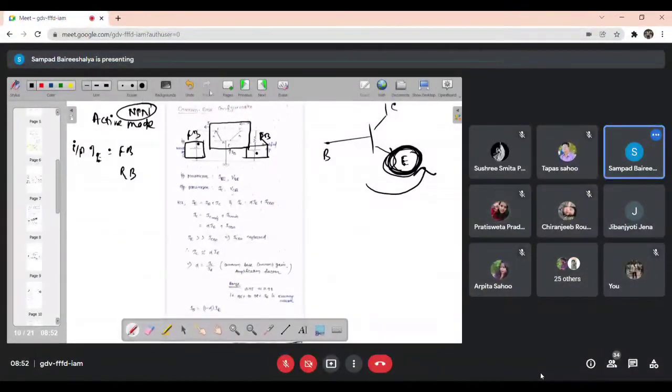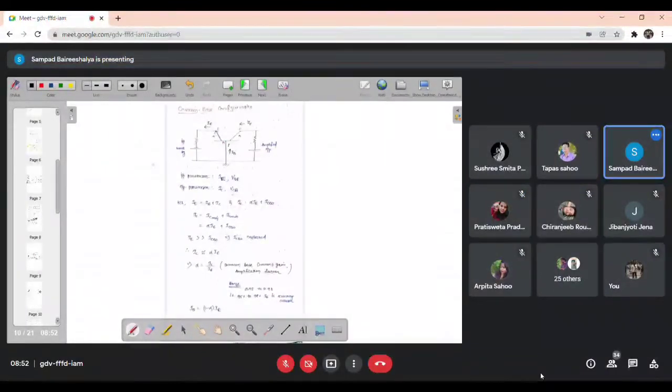Any doubt? No, sir. The purpose here is that I feed my weak input signal here and get an amplified output signal there. That is called voltage amplification. Just observe: what is the input parameter? Input parameter means which voltage and which current we give at the input. At the input section, the current is IE and the voltage is the base-to-emitter voltage. Yes, sir?